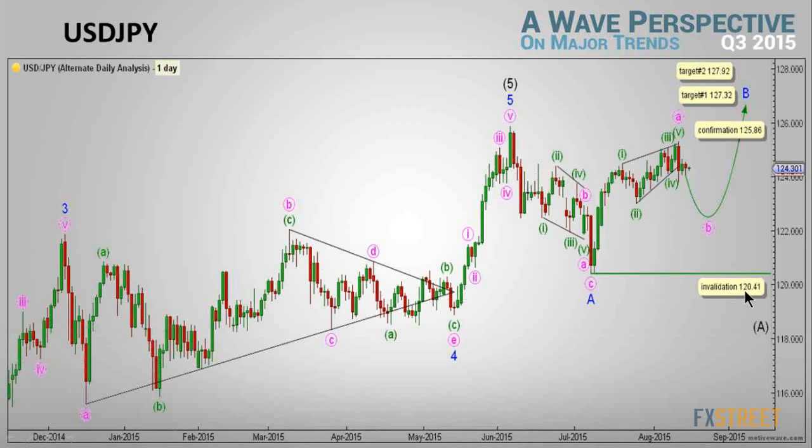This count would be invalidated and discarded by movement below 120.41, as wave B pink within wave B blue may not retrace more than 100% the length of wave A blue, wave A pink.